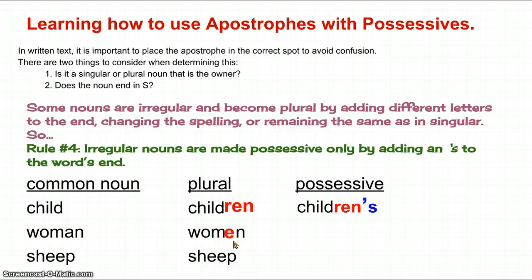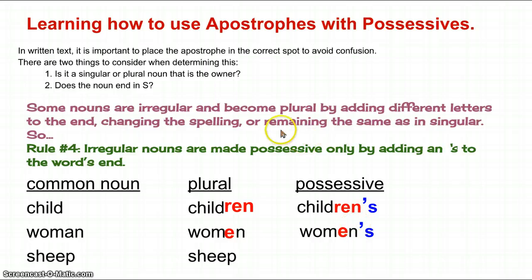Women. Good. According to the rule, irregular nouns are made possessive by adding a what? Good, an apostrophe S. So we have women's. Always do the word first, whether it's singular or plural, and then add the possessive qualities to it.